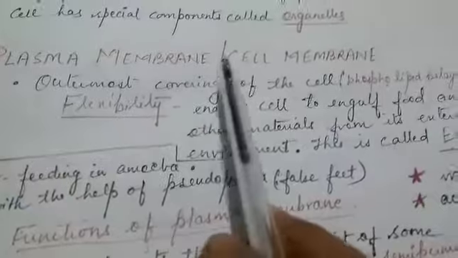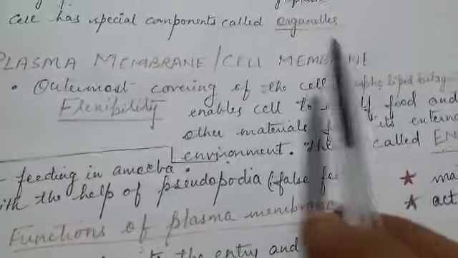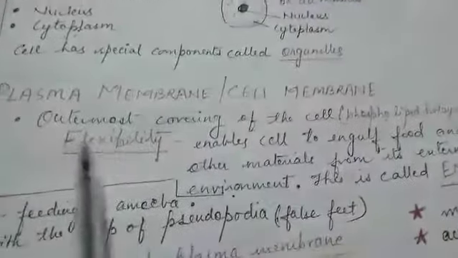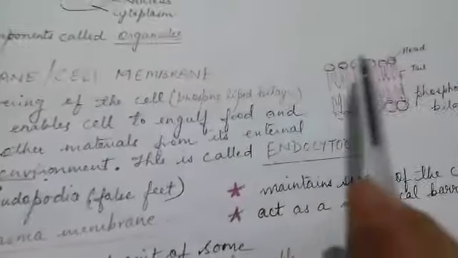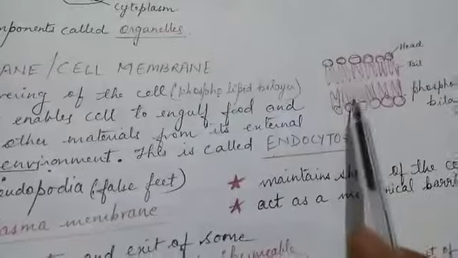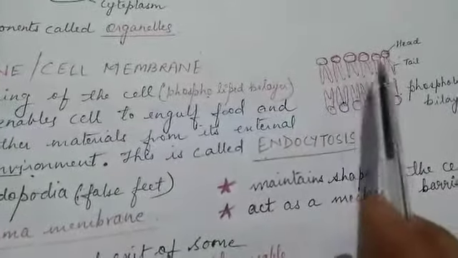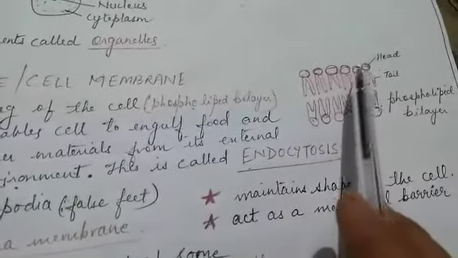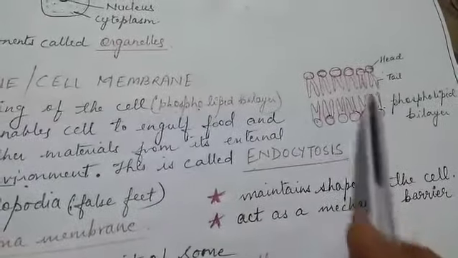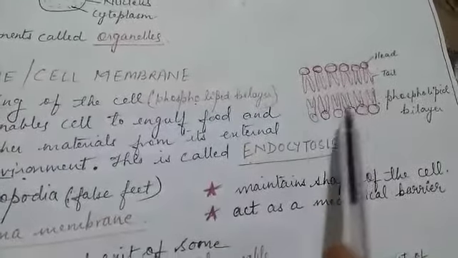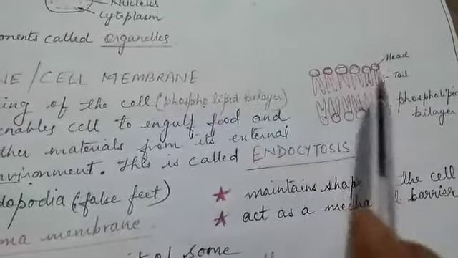What is the plasma membrane or the cell membrane? As I said, this is the outermost covering of the cell. It is made up of a phospholipid layer. The structure of the plasma membrane is like this. It is a bilayered structure made up of phospholipids, proteins and lipids. The heads are away from each other, and the tails are towards each other. This type of structure is the structure of the membrane.